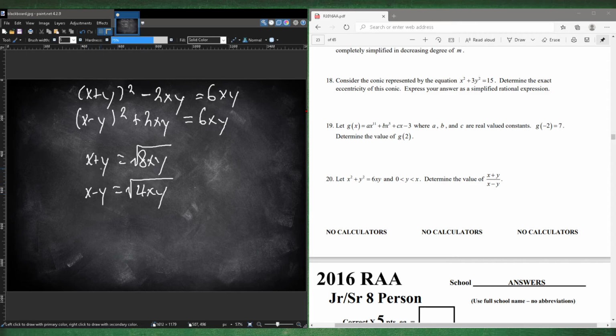So our x plus y divided by our x minus y is just square root 8xy divided by square root 4xy. So then the x and y's cancel each other out. And then 8 divided by 4 is 2, and then take the square root of that. So it's just square root 2. So our answer for 20 is square root 2.